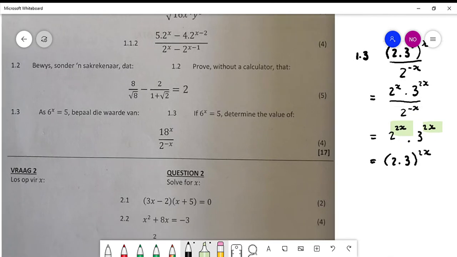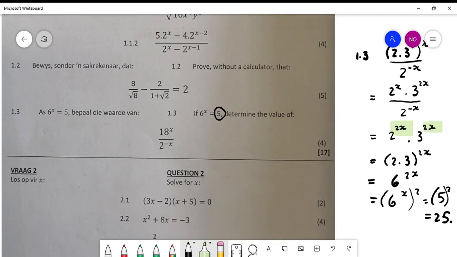Okay. And what is 2 times 3? 6 to the power of 2x. In other words, I have two of them. Now I know that 6 to the power of x is equal to 5. And 5 squared is 25.